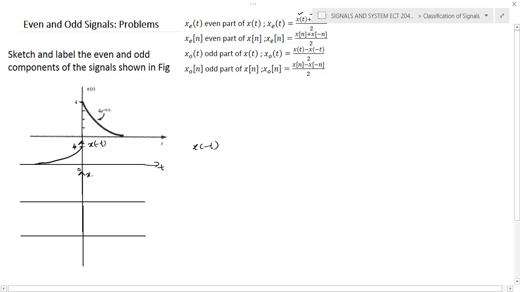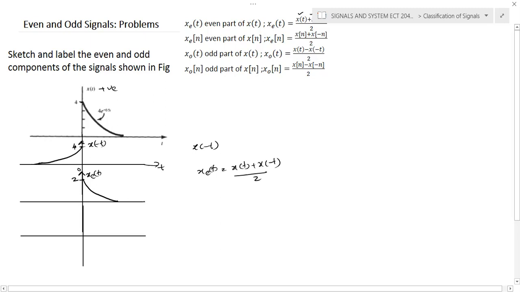Now we need to find the xe of t component. To find xe of t, you need to find x of t plus x of minus t, divided by 2. For this particular signal, on the positive side of t, the function magnitude is 4 e raised to minus 0.5t plus 0, because here it is 0. So you'll get exactly the same waveform, but the amplitude will be 2.